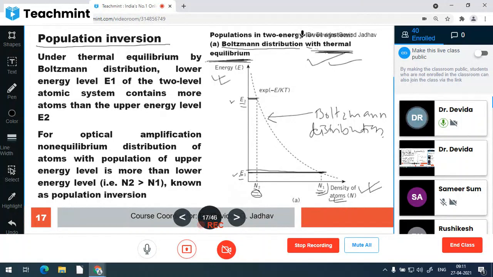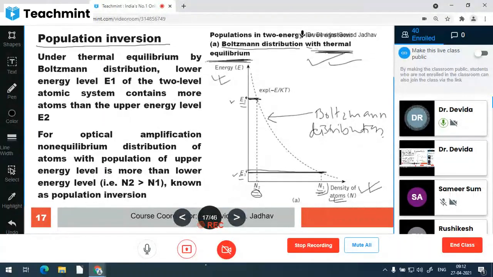And this number of atoms in valence state or lower energy state and number of atoms in higher energy state or conduction state is controlled by this particular distribution, this curve. If this is E2 and if this is E1, this will continue up to the curve. So where this touches the curve, that is the number of atoms in this particular energy state.